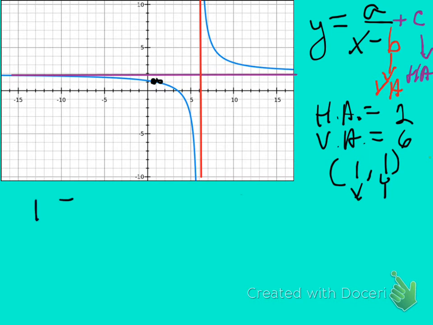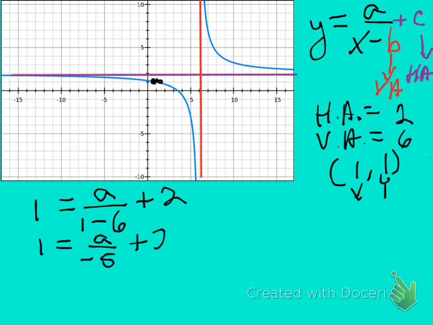I have 1 equals a, because our purpose is to plug everything in and solve for a. 1 minus, remember your vertical asymptote is going to go after that minus sign. My vertical asymptote is 6. And then whatever your horizontal asymptote is, you keep the sign with it. So since my horizontal asymptote is positive 2, this is going to be plus 2. So then we just do the math. This is 1 equals a divided by, well, 1 minus 6 is negative 5, plus 2. I'm going to subtract 2 from both sides. If I subtract 2 from both sides, I get negative 1 equals a divided by negative 5.